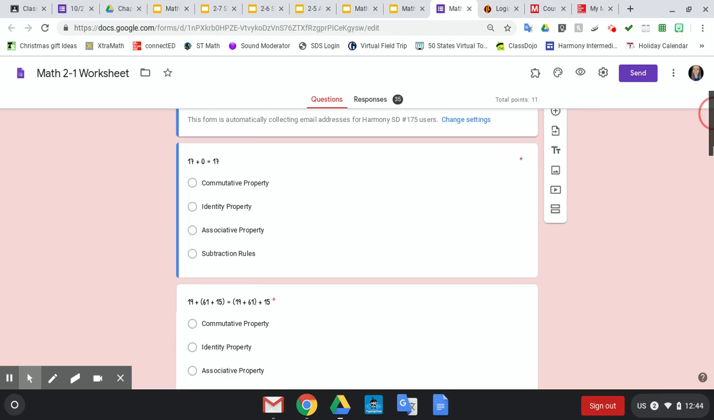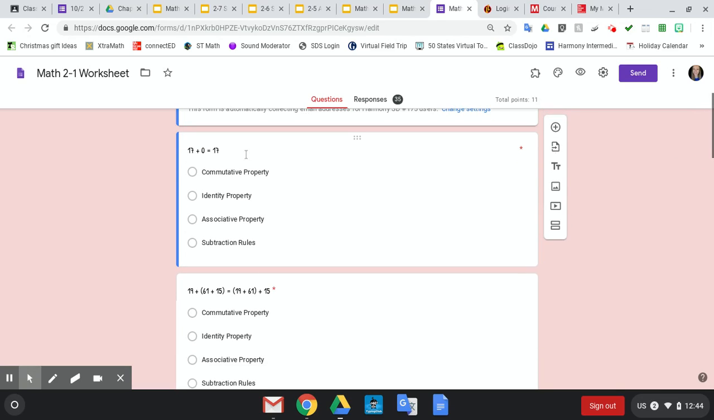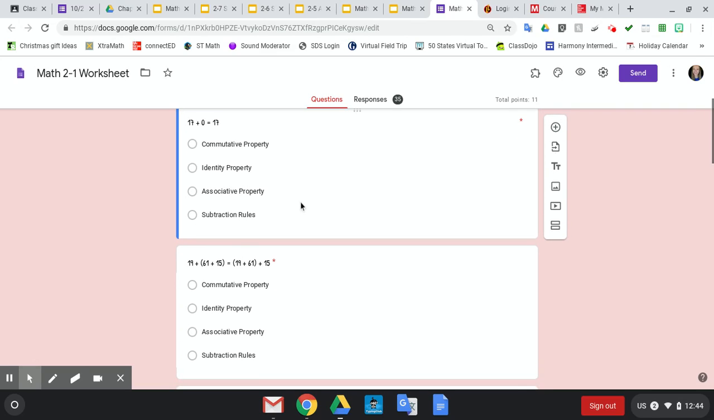Let's look at a few examples. We have 17 plus 0 equals 17. Well, we're adding 0, so that must be the identity property. So that would be this one.